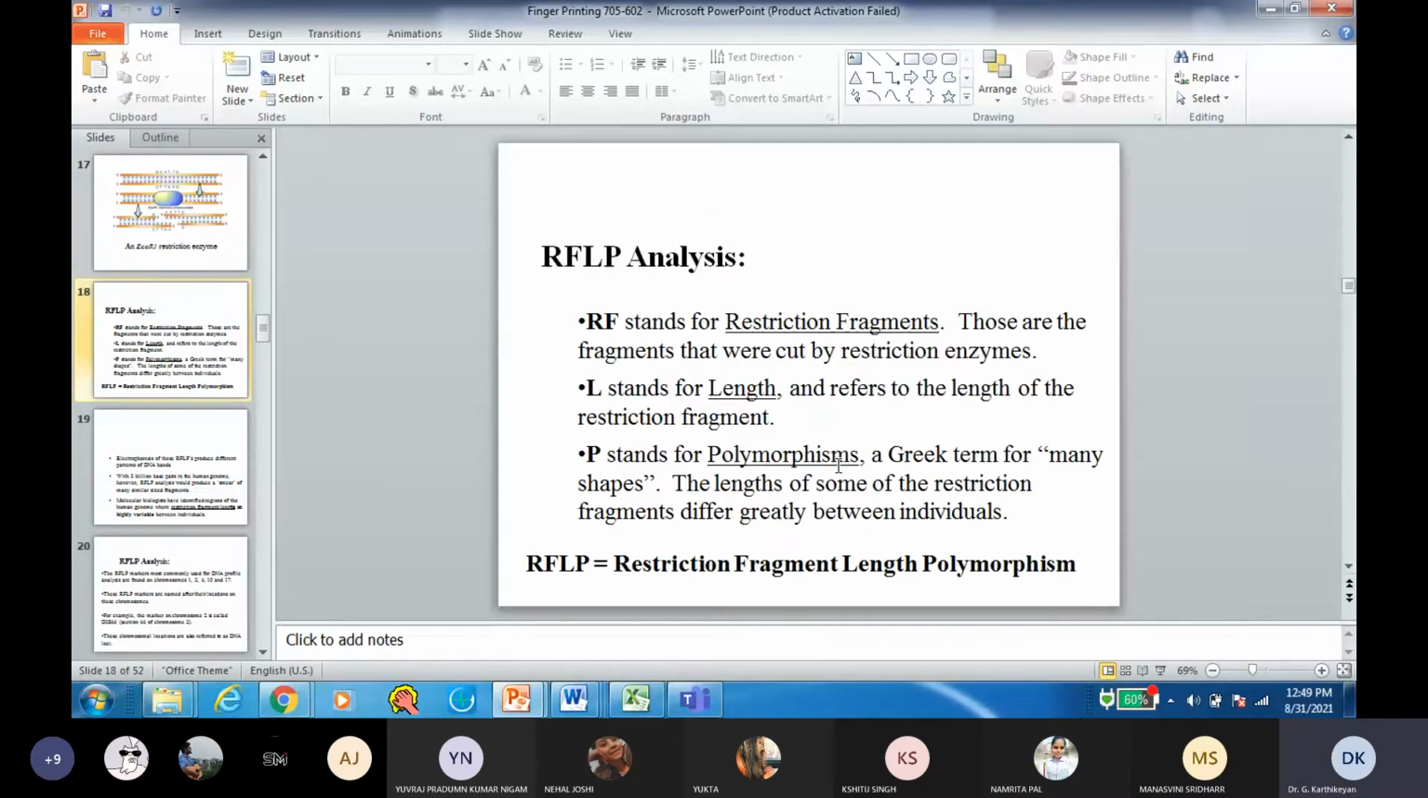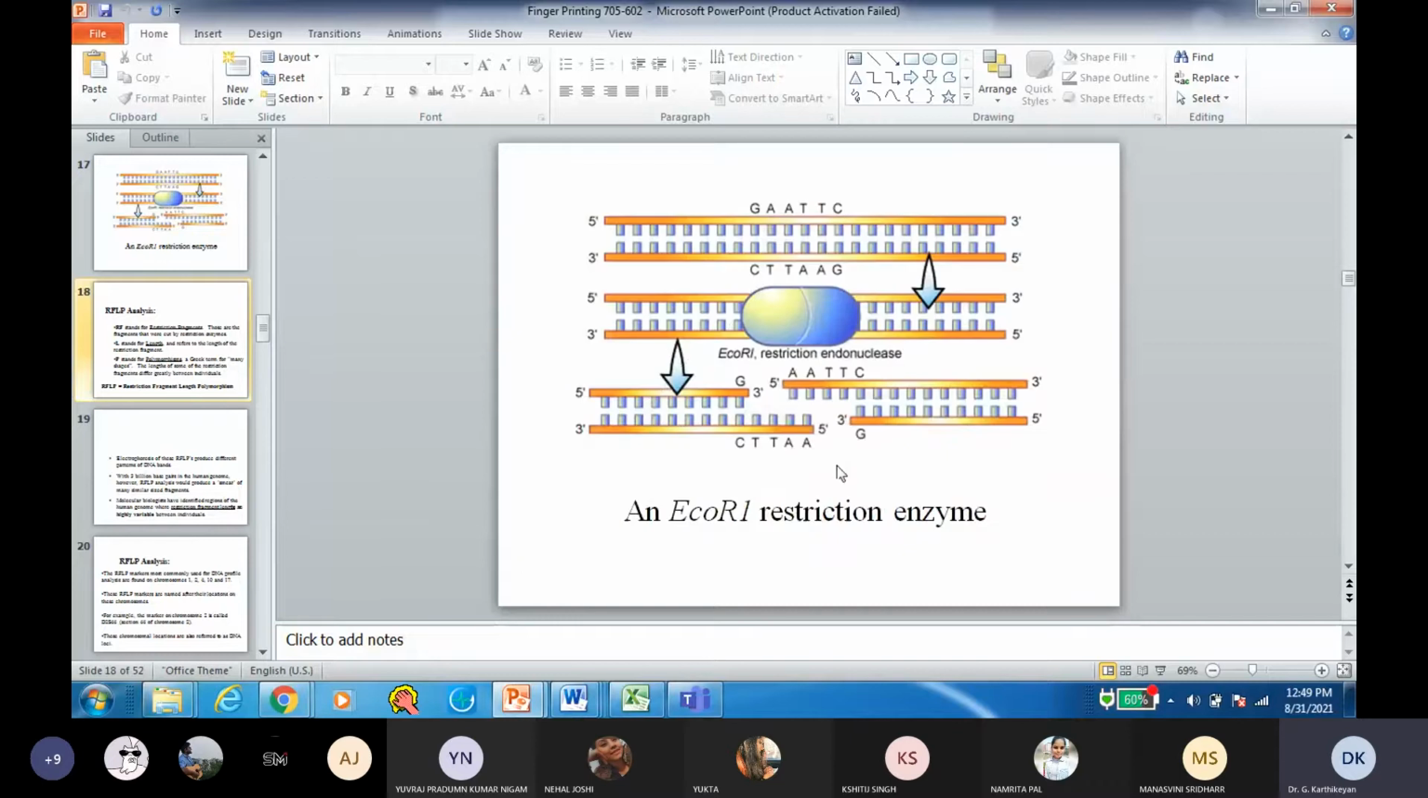In RFLP analysis, RF stands for restriction fragments. Those are the fragments that are cut by the restriction enzyme. L stands for length and P stands for polymorphism, a Greek term for many shapes. The length of some of these fragments can differ greatly between individuals. Suppose you were to take this piece of DNA from two different individuals and expose it to EcoRI restriction enzyme, you may not see the same pattern. This GAATTC in one individual may be almost towards this end. In another individual, it may be almost towards this end. In this case, it was here. So you can have differences in the length of this DNA fragment.